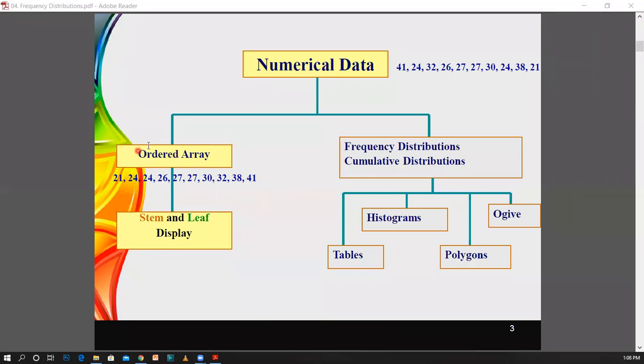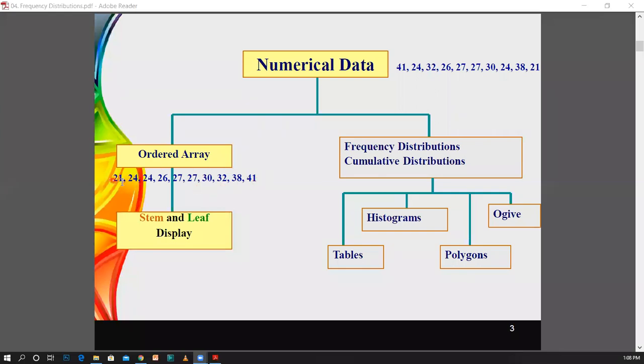The first one is the ordered, which means that this array of numbers can be rearranged in an ordered way. If it is arranged in an ordered manner, then we call such an array an ordered array of numbers. Here you can see we just have the numbers without any order, either ascending or descending. But here you can see the numbers have now been arranged in ascending order.